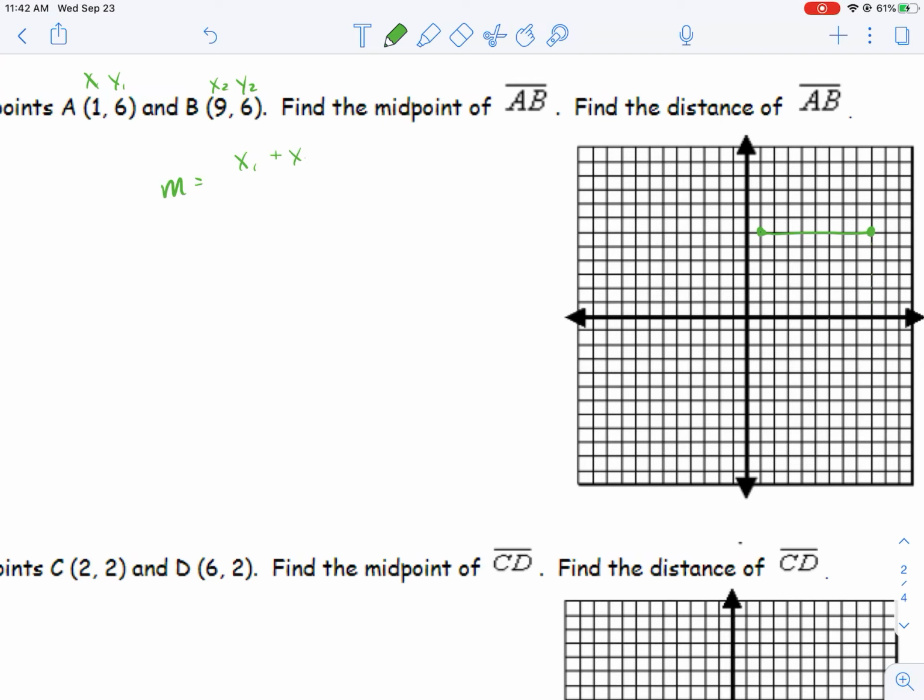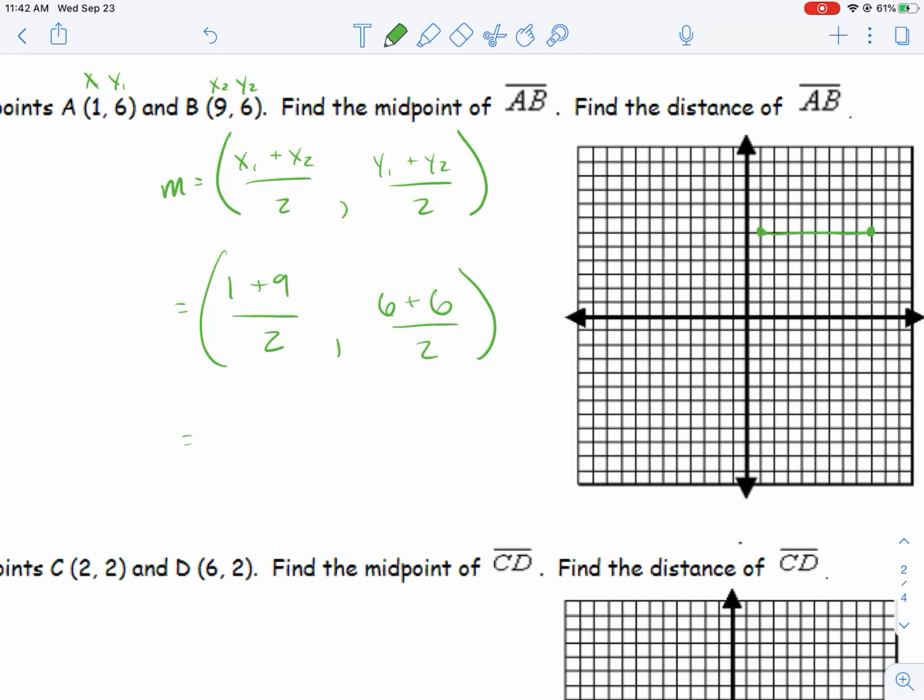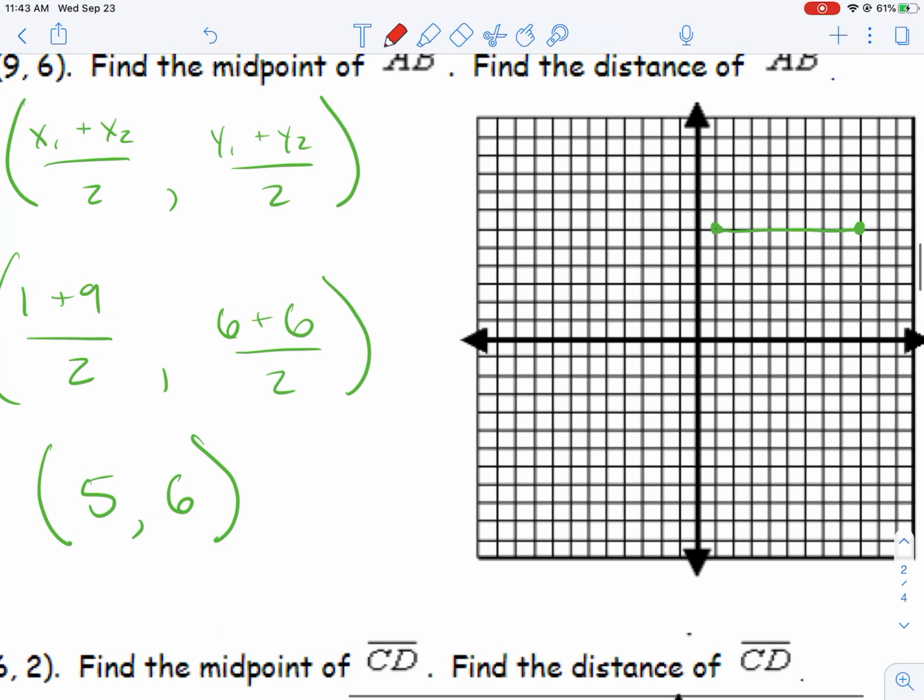Our midpoint formula is x1 plus x2 divided by 2, and y1 plus y2 divided by 2. So I go 1 plus 9 divided by 2 and 6 plus 6 divided by 2. 1 plus 9 is 10, divided by 2 is 5. 6 plus 6 is 12, divided by 2 is right back to 6, which makes sense because this is a horizontal line, so the midpoint is still going to be located when y is equal to 6.